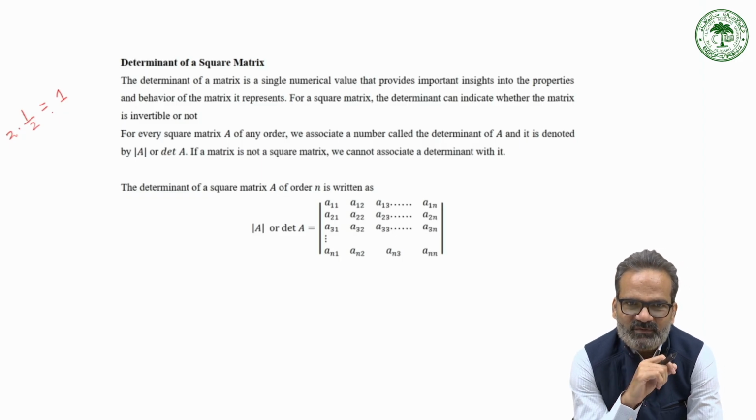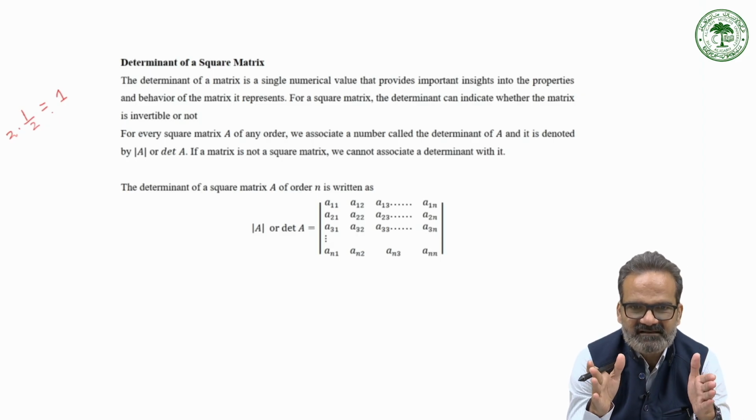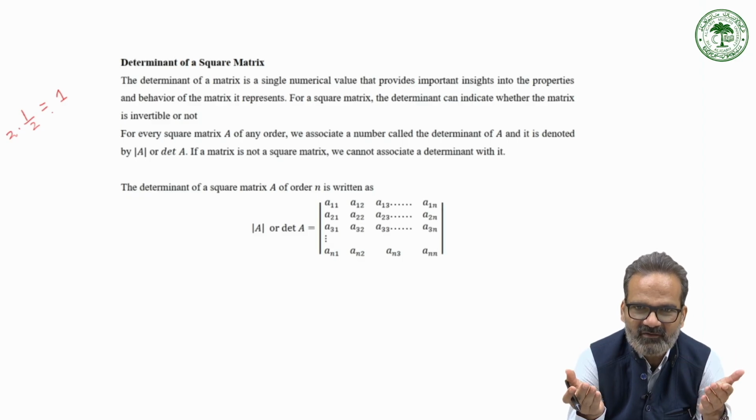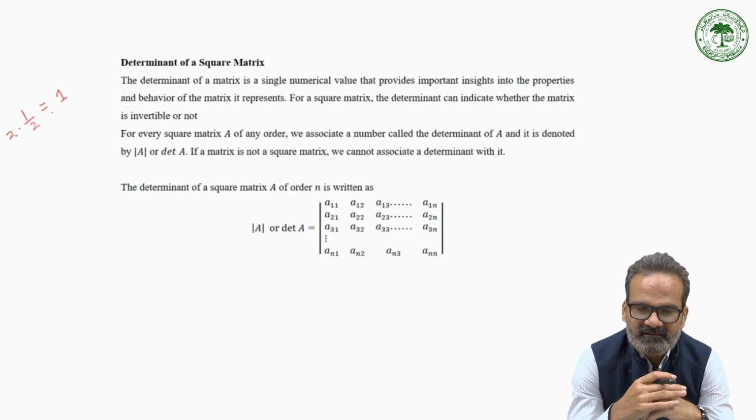So for every square matrix A of any order, and throughout this session the matrices are considered as square always, we will not consider rectangular matrices. I may say the word square or may not say it, but it is understood that the matrix considered is always square. Either its order is 2 or its order is 3.